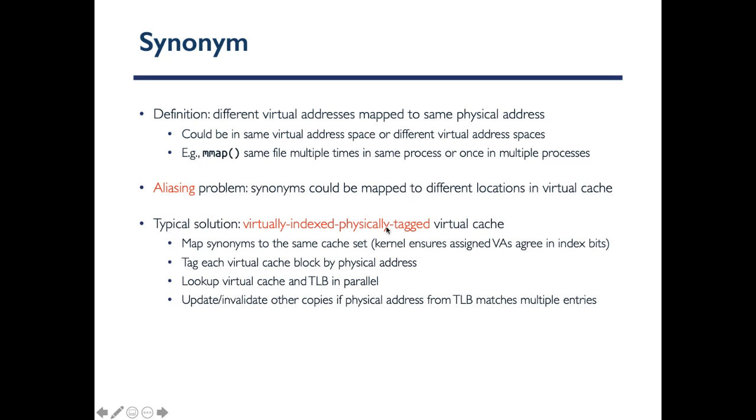So one way to get around this is that you can, in parallel, when you access your virtual cache, also access your TLB to translate the address to get the physical address, and then use that physical address to tag your virtual cache.